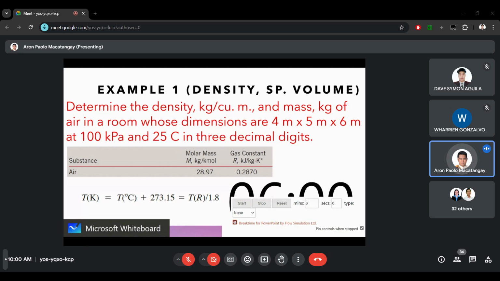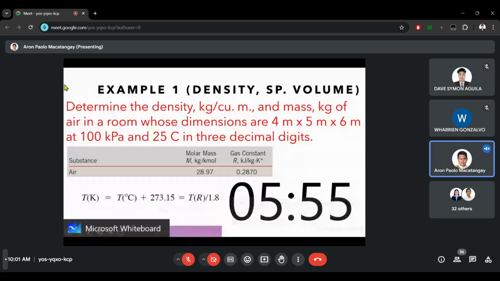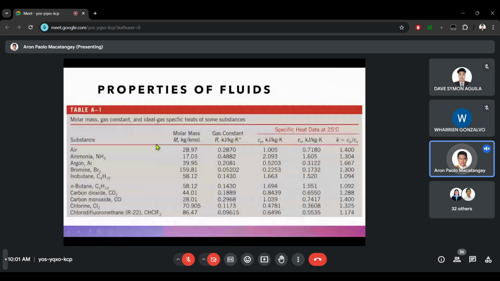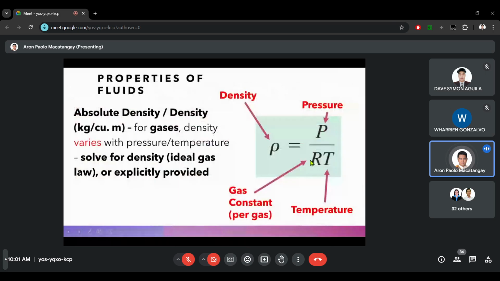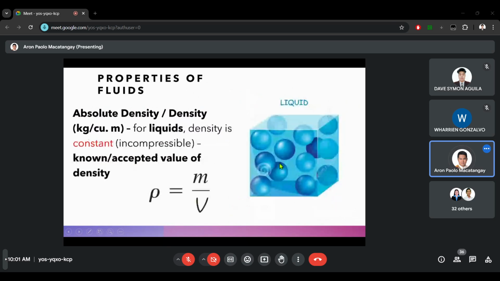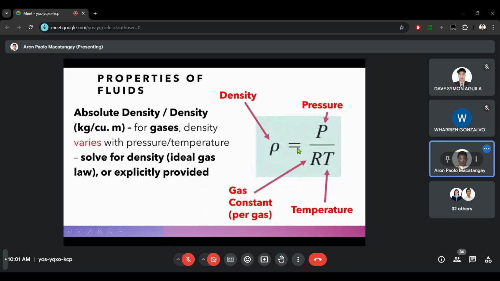So I want you to try to solve this first. I will be giving you 6 minutes. So the formula again is for gases. This is air, so for gases, this will be your formula: density equals P over RT, as well as density equals mass over volume.